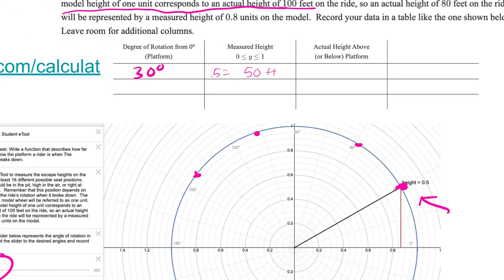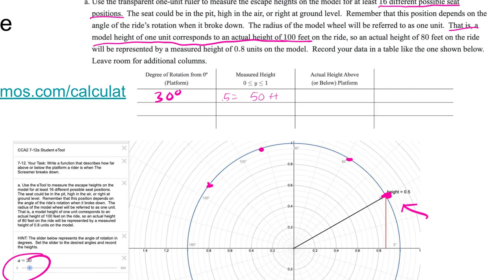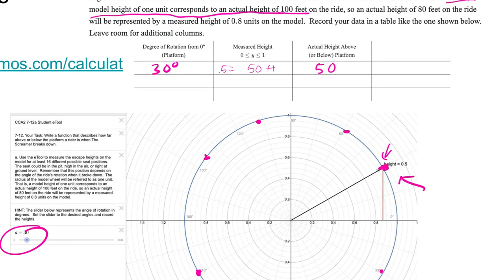And so that's telling you the distance from the actual height there. Okay, so now we need to translate that 50 feet to the actual height above or below. Of course, this is above because we are above it, so that'd be that positive 50 feet.